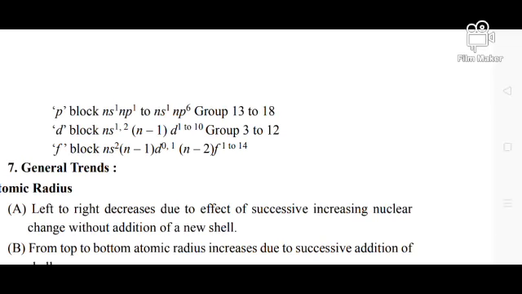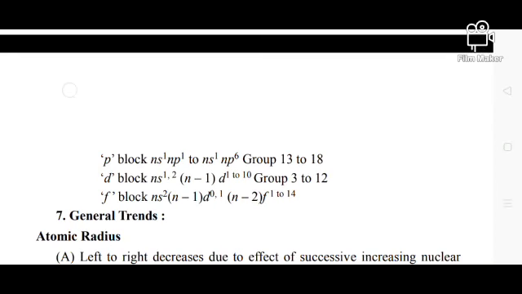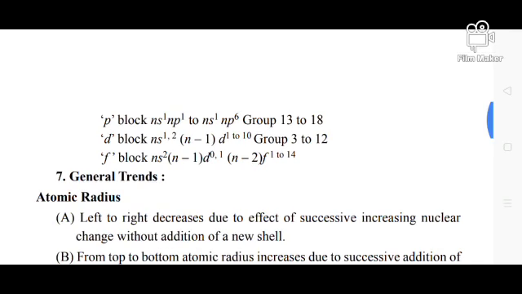Now the p block elements. In the case of the p block elements, there is a general formula. The general electronic configuration is ns2 np1 to ns2 np6, from group 13 to group 18. So this is a general idea.